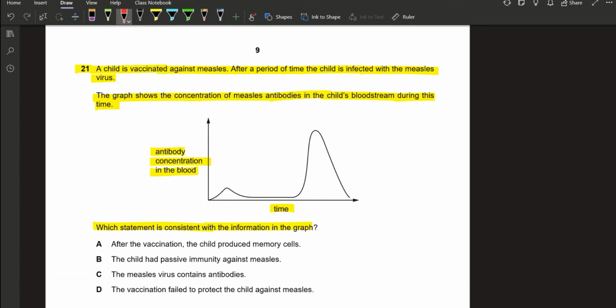Option A says after the vaccination, the child produced memory cells, which seems correct. Option B says the child had passive immunity against measles, which is wrong. Option C says measles virus contains antibodies, which is also wrong. Option D says the vaccination failed to protect the child against measles, which is wrong as the graph shows that the memory cells were produced. So the correct option would be option A.